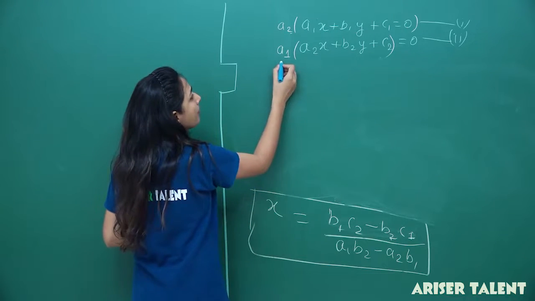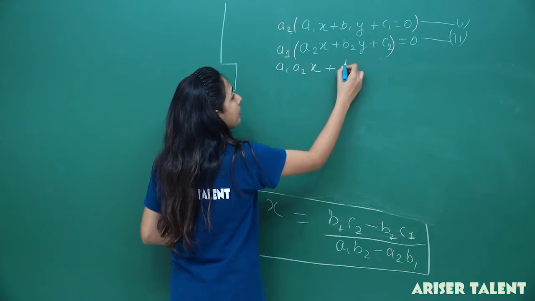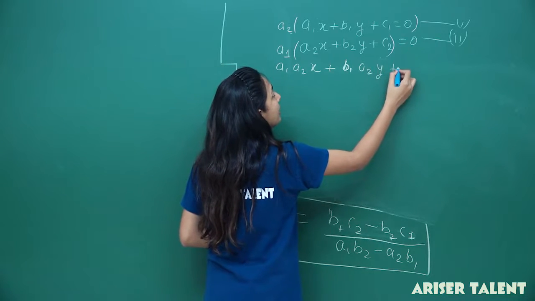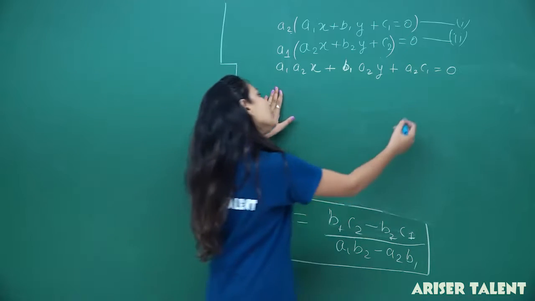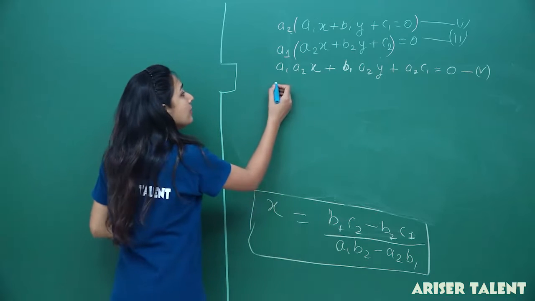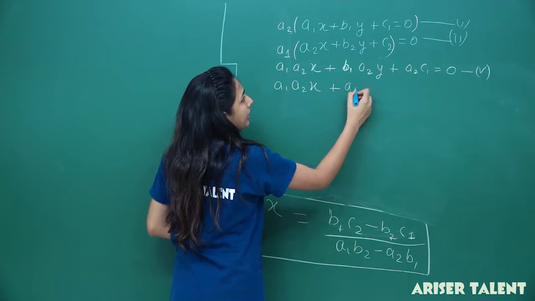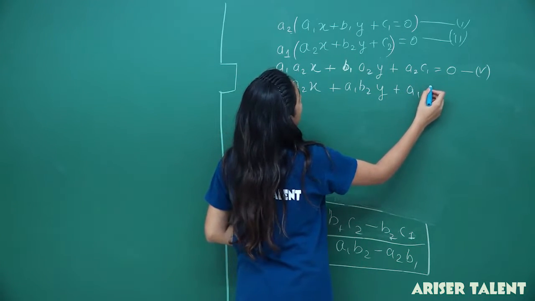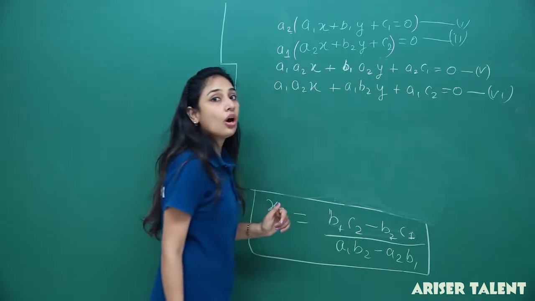So that will become a1 a2x plus b1 a2y plus a2c1 equals to 0, isn't it? That is equation number first, second, third, fourth, and now this a1 will be multiplied to this. Now this will be a1 a2x plus a1 b2y plus a1 c2 equals to 0. That is equation 6th.